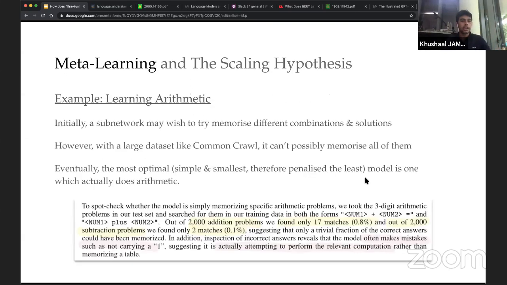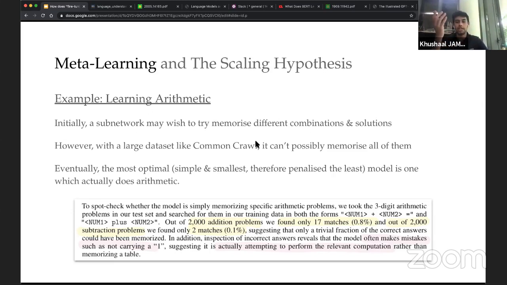If we look at learning arithmetic as an example, initially the subnetwork may wish to try and memorize different combinations and solutions. Now, actually, don't quote me on this, but I think I saw a research paper by Professor Min about how BERT would use heuristics in the text in order to do question answering, as opposed to actually understanding it, which by the way is what GPT-2 did as well to some extent. So that's this step here. It just tries to shortcut.